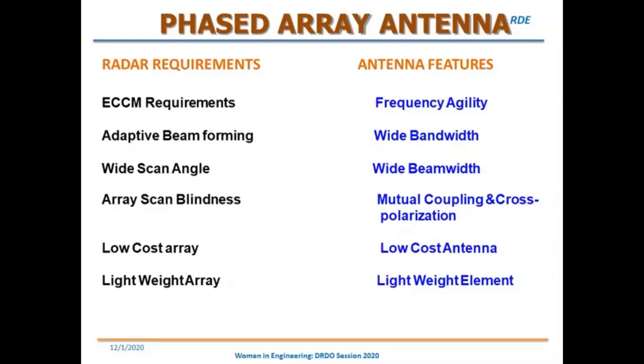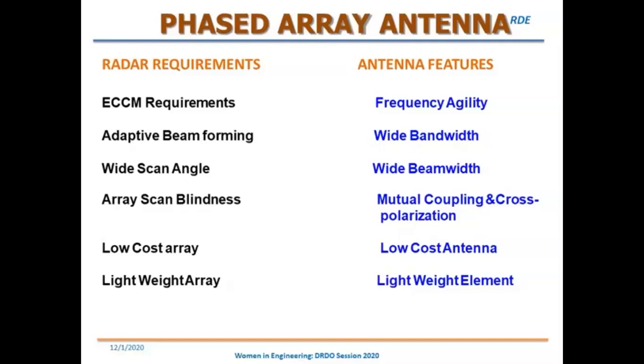Okay. This is called array scan blindness. At a particular angle, because of the mutual coupling that exists in the antenna, the EM radiation does not happen. The electromagnetic energy is trapped in the antenna itself, and it does not radiate. So that is called scan blindness. That you have to consider.